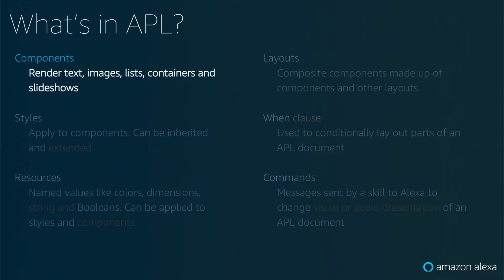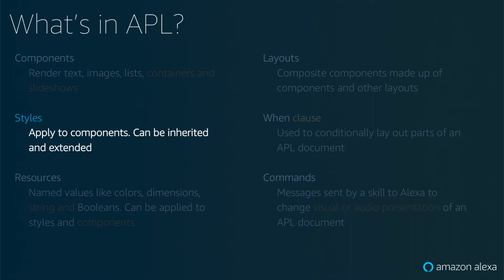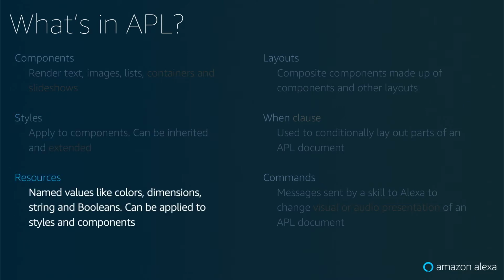So what is APL? Well, like all design languages, we've got text, we've got images, lists, containers. Our containers are based on the Flexbox layout model, which is already part of CSS, for example. And of course, there's also a slideshow control, which we already saw working in Steve's experience. It's got styles. Styles can be inherited, they can be extended. We can do named resources, colors, dimensions, strings, and booleans.